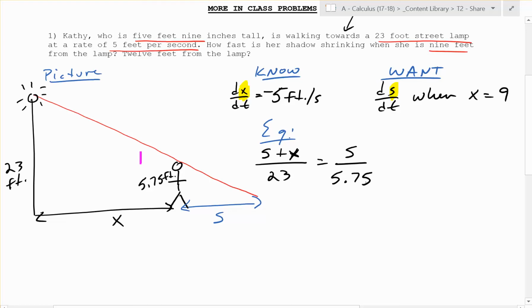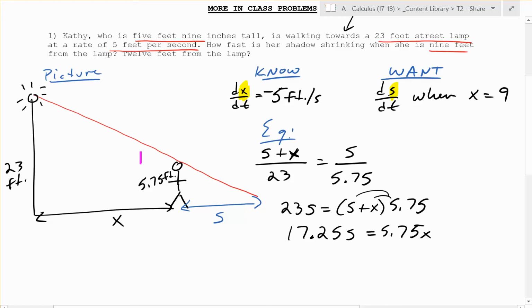What does that tell us? You cross multiply, and when you cross multiply this, you end up with 23S is equal to (S plus X) times 5.75. That tells us that 17.25S, you do this out, so you FOIL this out and then you subtract, is going to be equal to 5.75x. That's our relationship between the two variables. It's pretty straightforward. Both of them are linear.